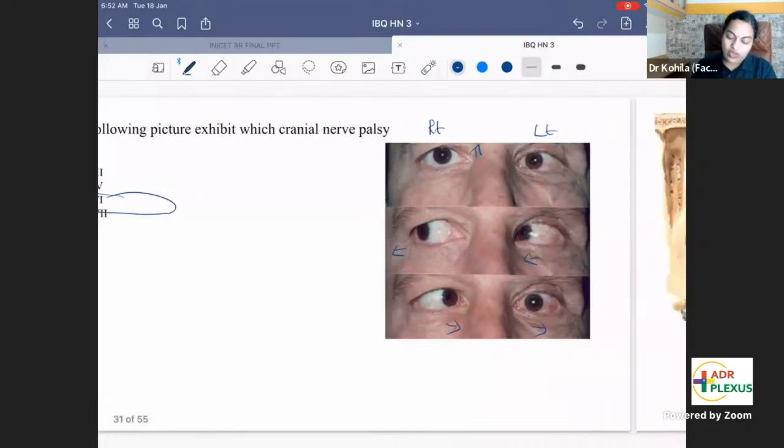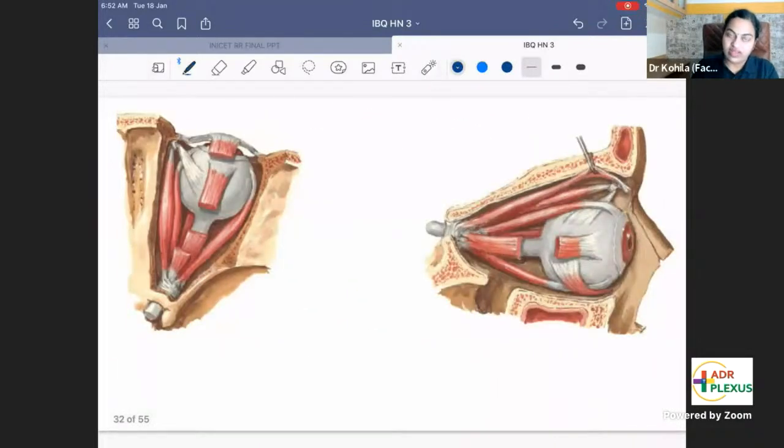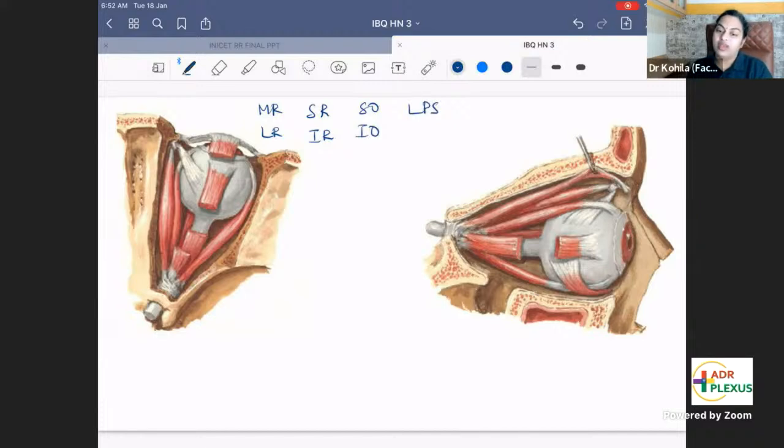Okay. So we know that the extraocular muscles, what are they? Superior rectus, inferior rectus, medial rectus, lateral rectus, superior oblique, inferior oblique. Don't forget the levator palpebrae superioris. Okay. So nerve supply to these muscles, I'm sure all of you will be very familiar. Superior oblique is by trochlear nerve. Lateral rectus is abducent nerve.